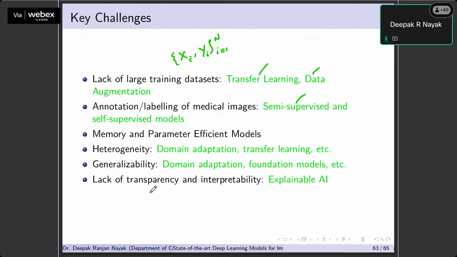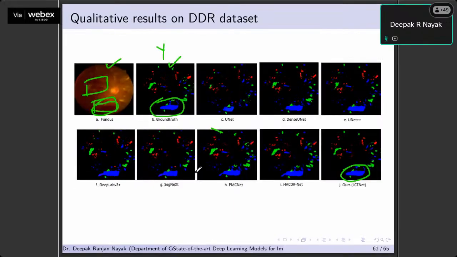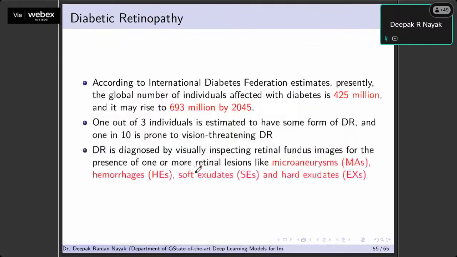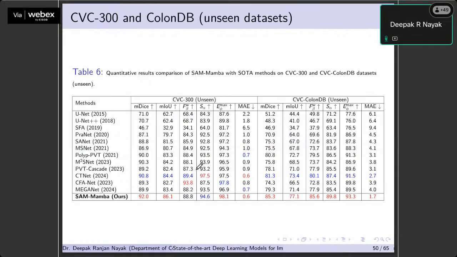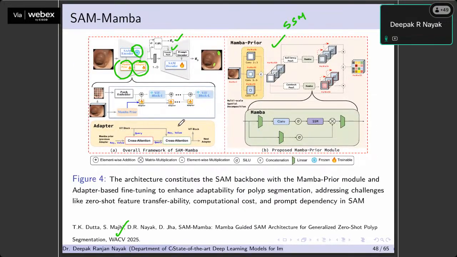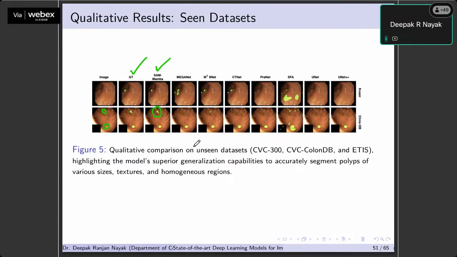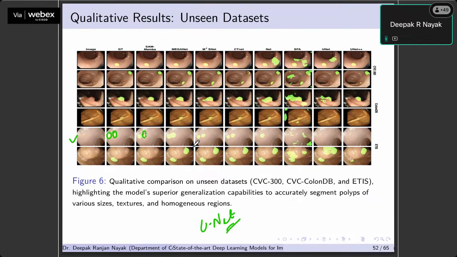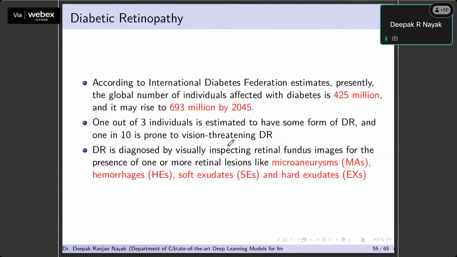Lack of transparency and interpretability. We have also shown in our paper why our model is performing well, why there is a need of a decoder model, why you have introduced a decoder model. So you can also prove visually the interpretability or the explainability of the model, why there is a need of those kind of modules in your architecture, and how it helps in improving especially the detection of the polyps, or you can say the detection of the objects that are present in the image.